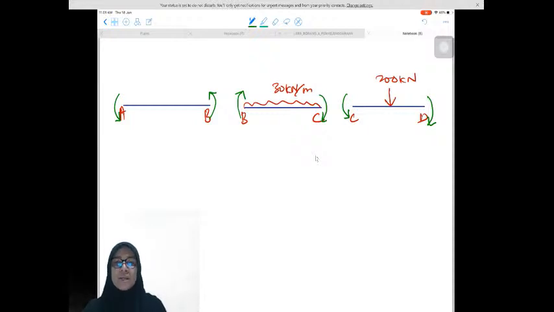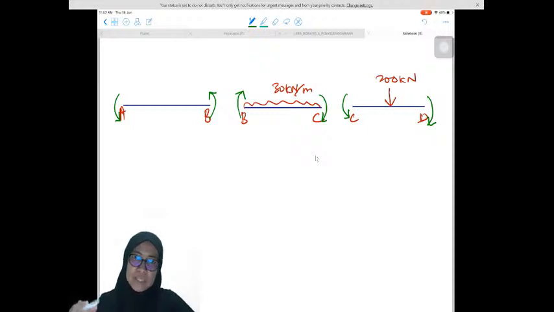Now I want to show you the steps to draw the diagram. This is step number 1, and step number 2: I will draw the diagram separately, member by member, so that you can see clearly the actual process of doing this.